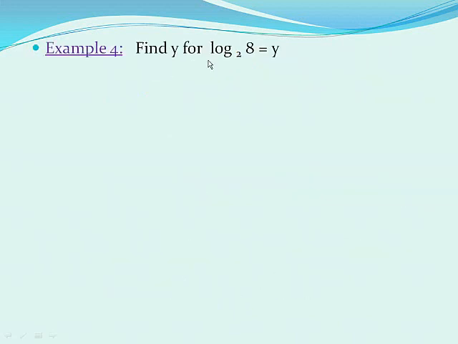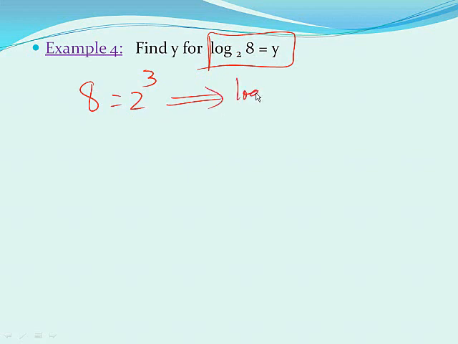Find y from the equation log to the base 2 of 8 equal to y. So here we can write 8 equals 2 to the power 3. So therefore if you rewrite this as log to the base 2 of 8, we are going to get 3. So the value of y is 3.